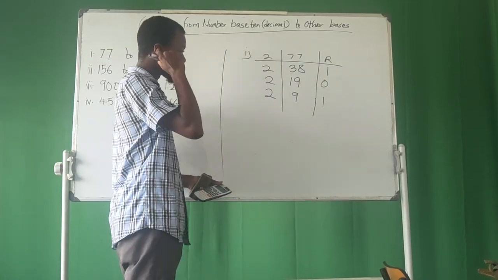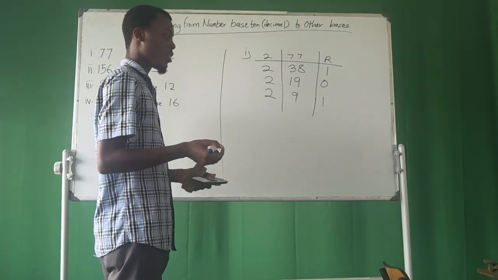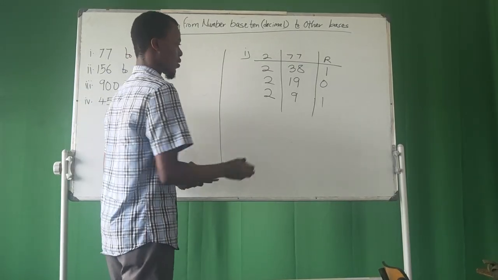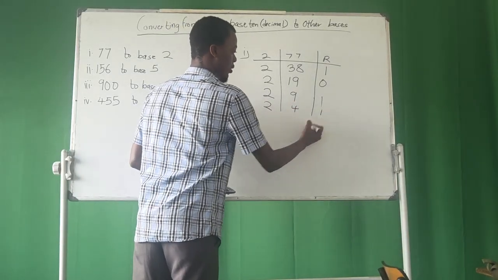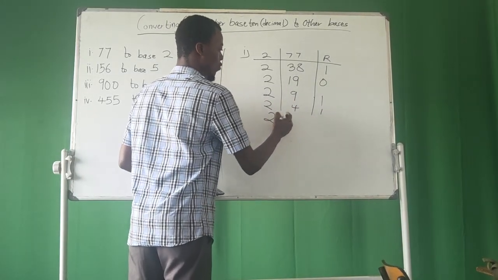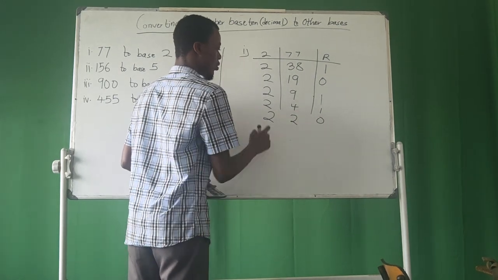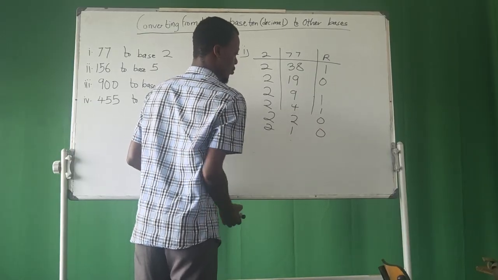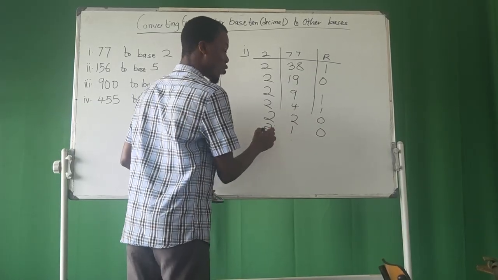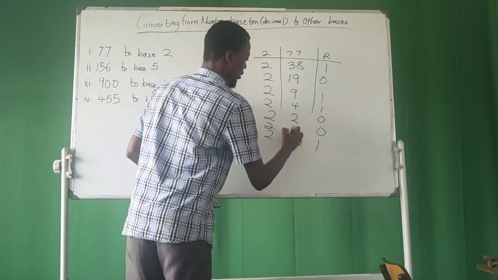The same way, 2 goes into 9 how many times? 4 times. Remainder 1. The same way, 2 goes into 4 two times. Remainder 0. 2 goes into 2 one time. Remainder 0. Now 2 goes into 1 zero times. Remainder 1.